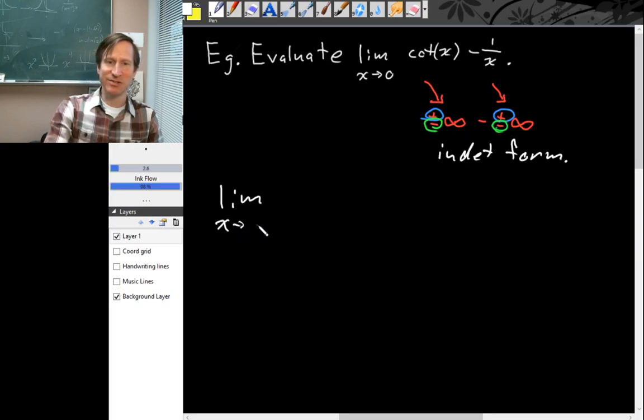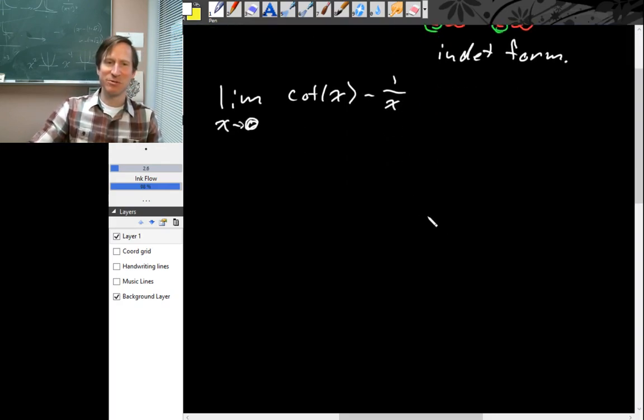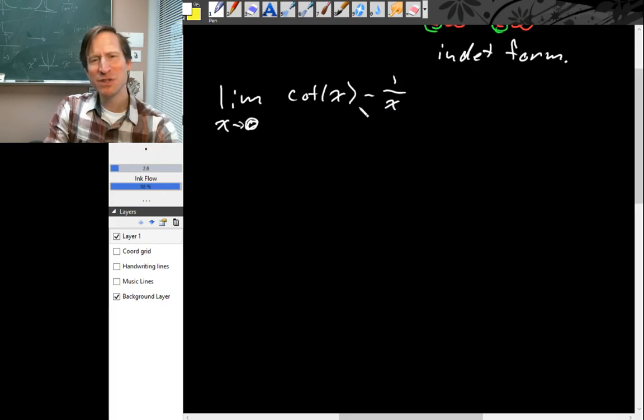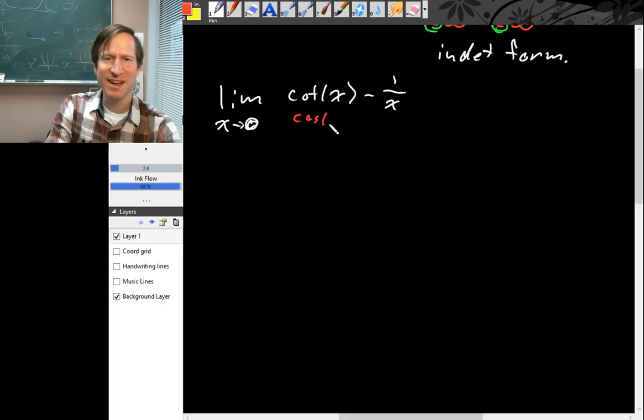Limit as x goes to 0 of cotangent x minus 1 over x. So to write this as a quotient, we're going to have to do some sort of algebra. 1 over x is already a quotient. So maybe we could just put these over a common denominator. That would express the whole thing as a quotient. And if we're going to write everything as a quotient, well, cotangent is actually also a quotient. Cotangent is cosine x over sine x.